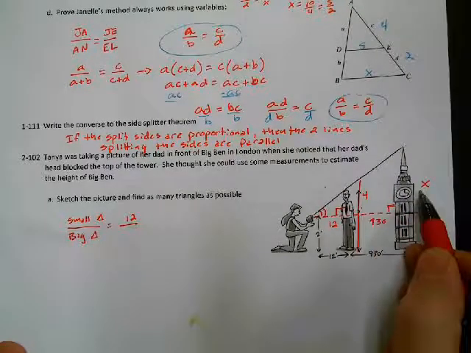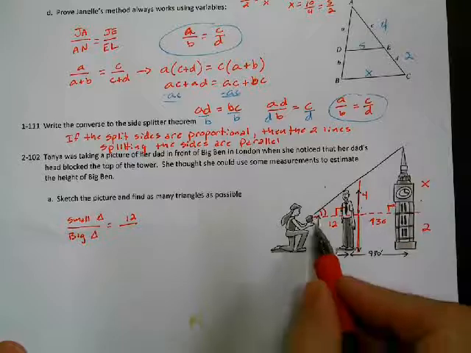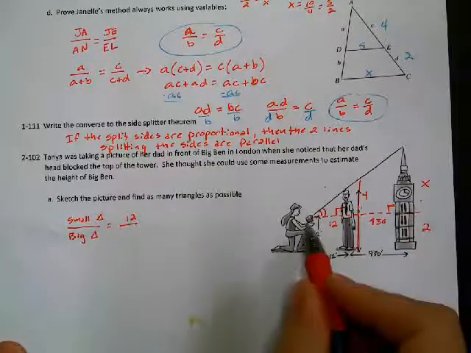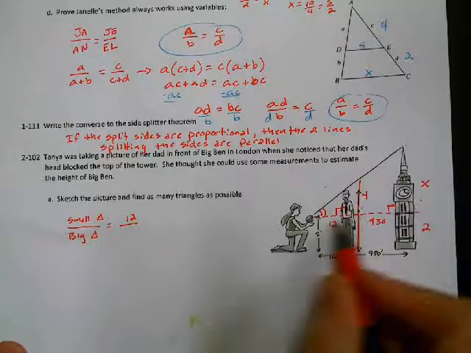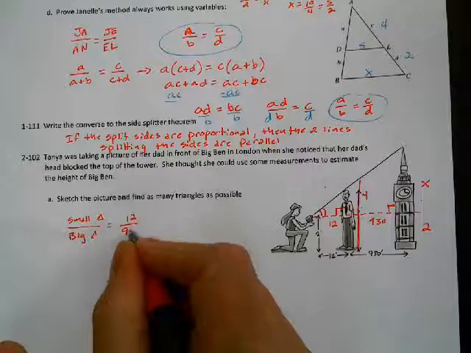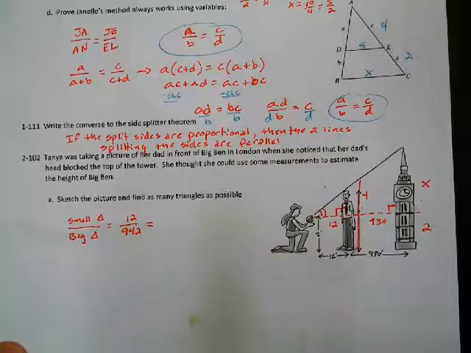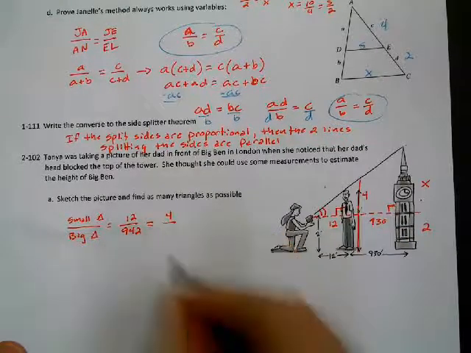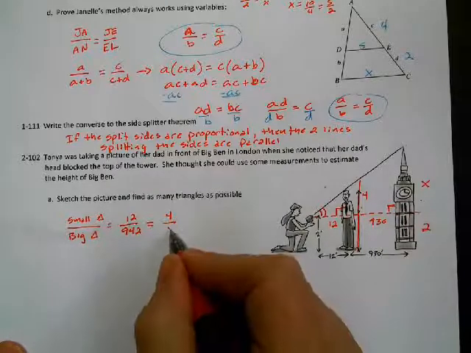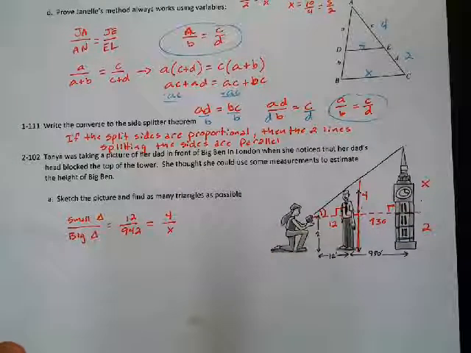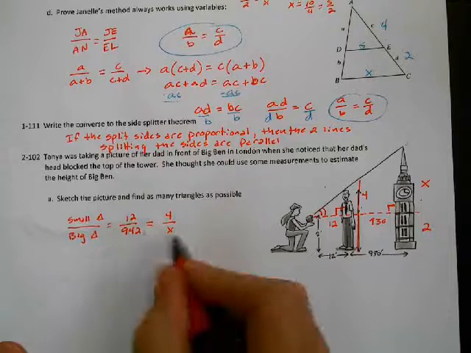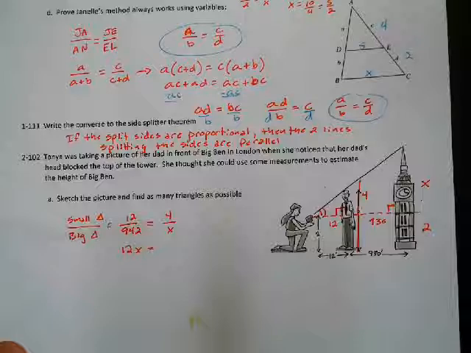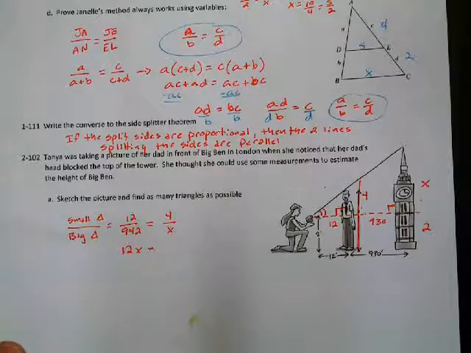So we have to compare 12 to 930 plus 12, which would be 942. So the entire length of this big side right here. So that'd be 942. Should be equal to 4. That's from the small triangle. And then over here I've got x. All right, we can now use cross products to solve this. So I'm going to do 12 times x is 12x. 4 times 942, I'm going to use my calculator, is 3768.